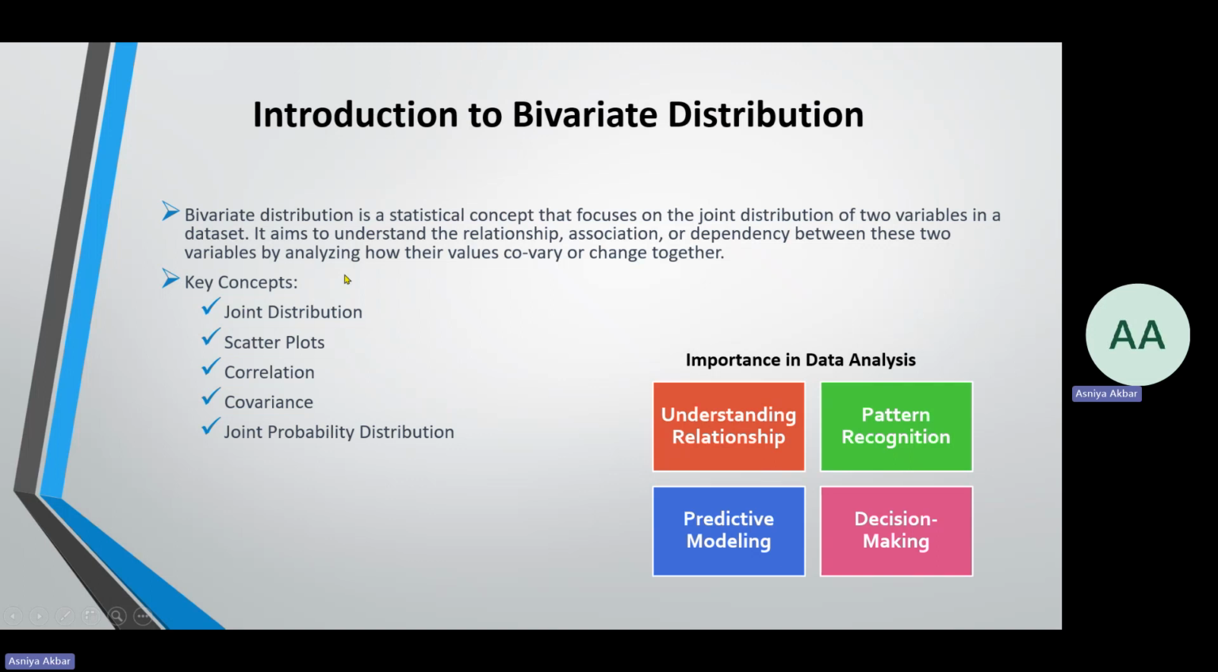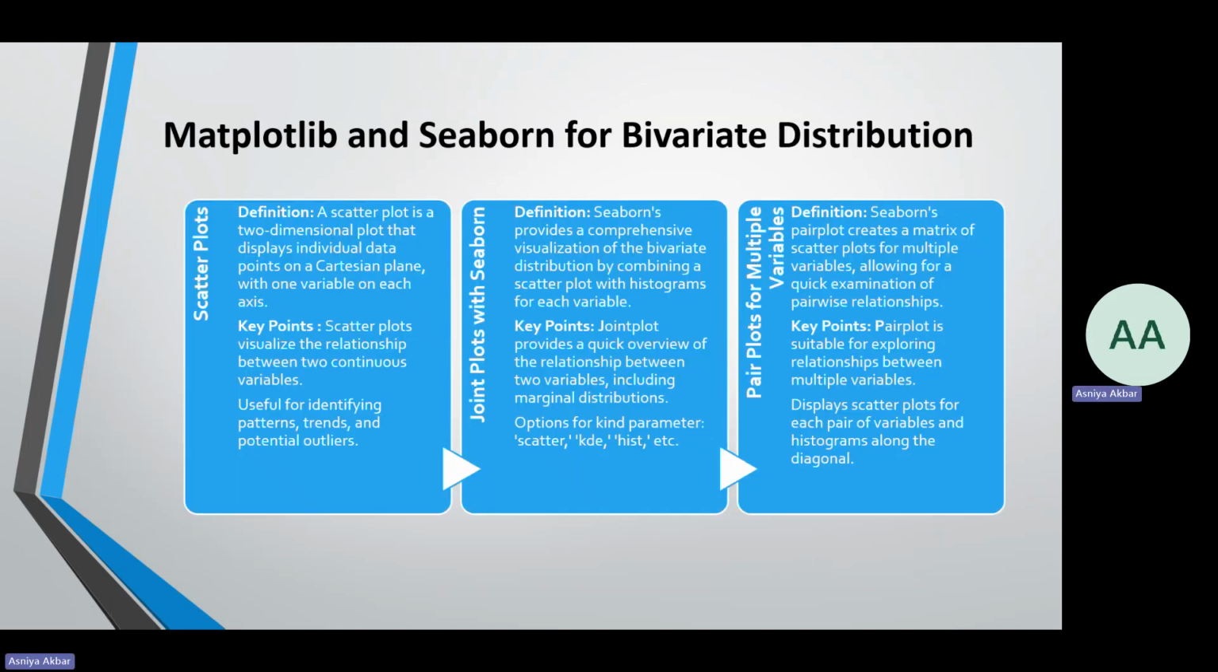Next up, we have Matplotlib and Seaborn for bivariate distribution. So here we have scatter plots, we have joint plots with Seaborn, and pair plots for multiple variables. So let's go through them.